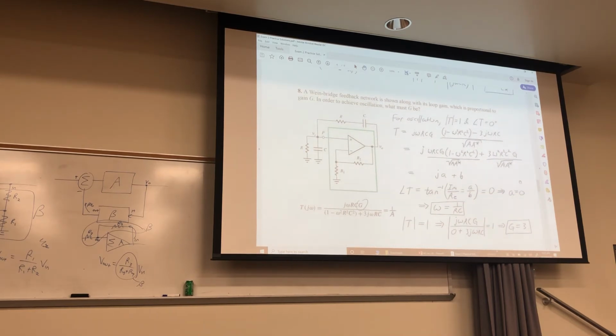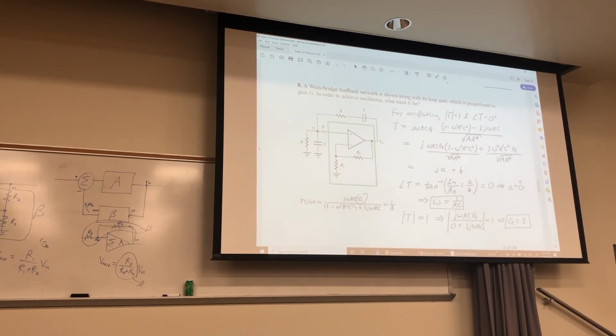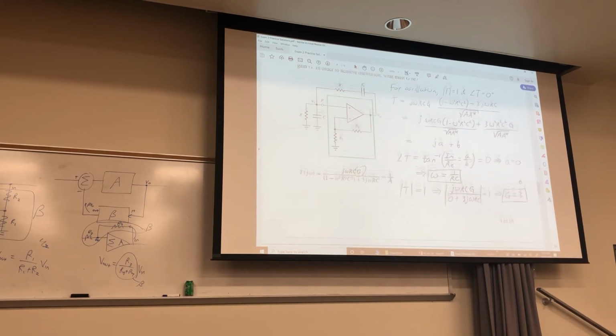And this one is kind of the same. You have your magnitude of T being equal to 1, your angle being equal to 0. So since I only have a couple of minutes left, I'll skip that. That's the same kind of problem.